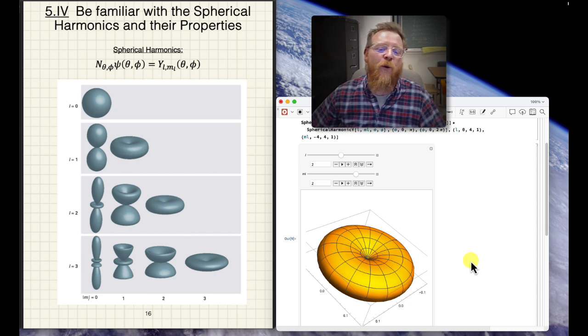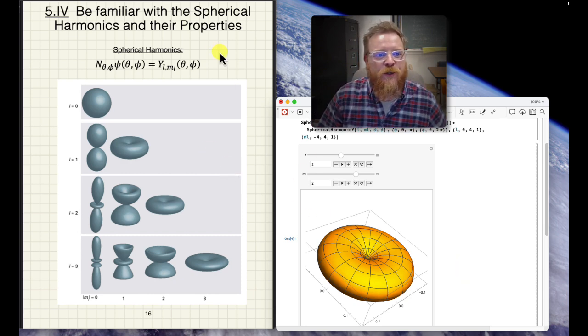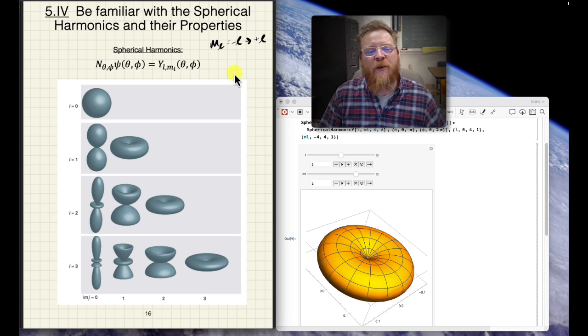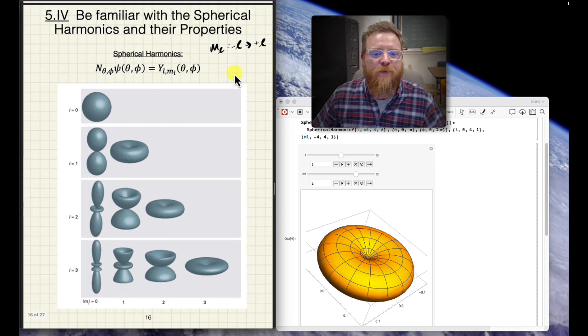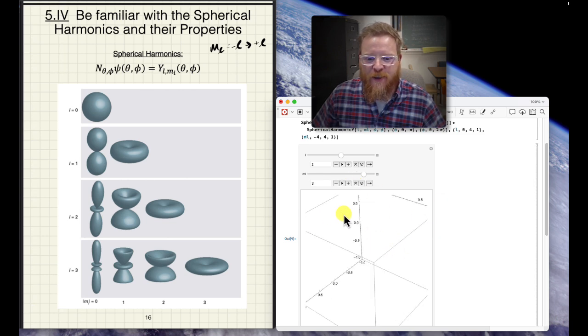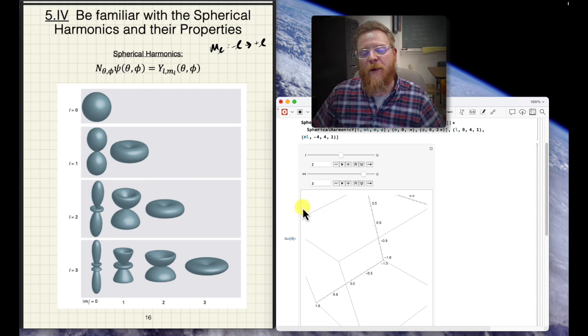So now there's something cool that happens, though. If I try to break this quantum number dependency, which recall, ML takes on all values of negative L through positive L, every unit of 1 and including 0. So for example, if I have L is equal to 2, I can't have ML is equal to 3. And if I try to break Mathematica, look, it doesn't give me a solution because that combination of quantum numbers is not possible.